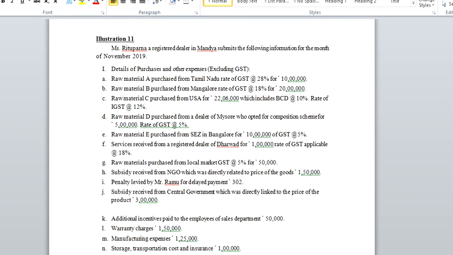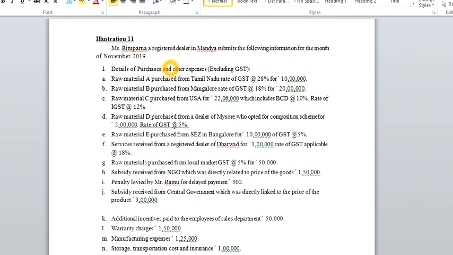Hello everybody. Let us see a problem on input tax credit. Ms. Rituparna, a registered dealer in Mandya, submits the following information for the month of November 2019. The name of the supplier is Ms. Rituparna and the location of the supplier is Mandya. It means Karnataka.